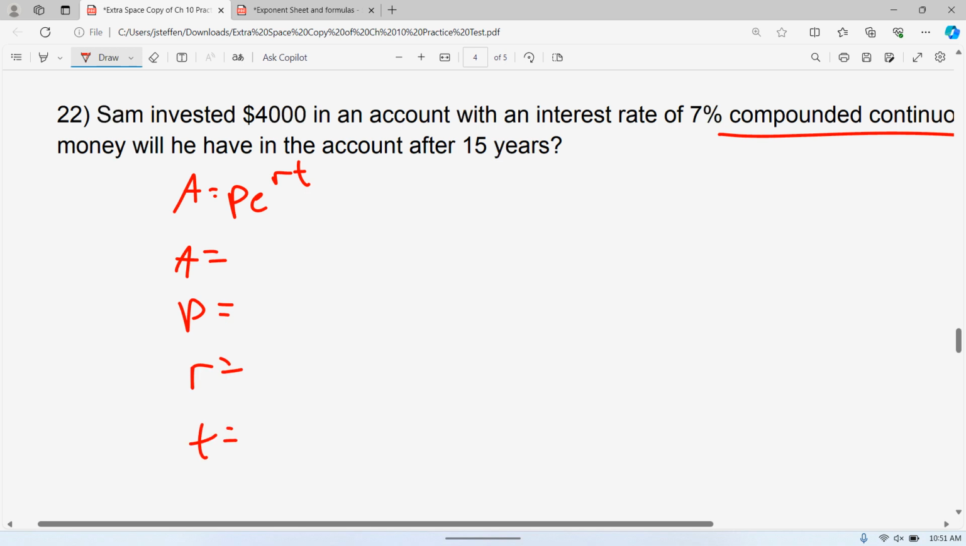Your principal put in, and the rate is 0.07. Make sure you put that as a decimal, and we're leaving it in there for 15 years. So we don't know what that A is. That's what I'm trying to find. We have 4,000 times e raised to the 0.07 times t.